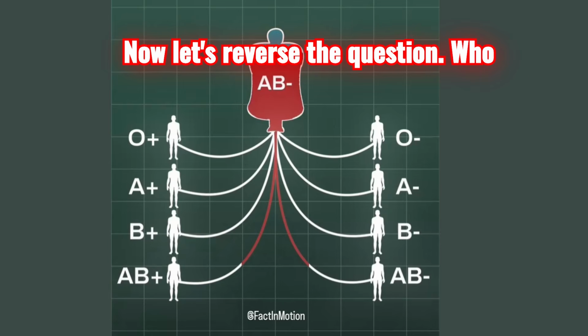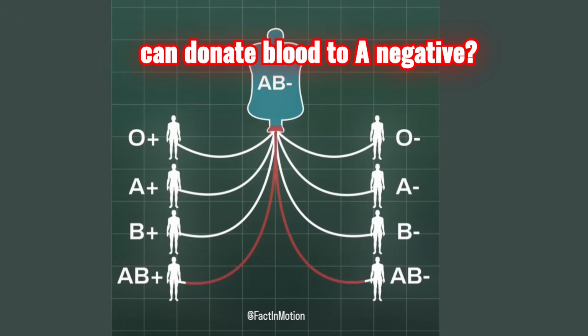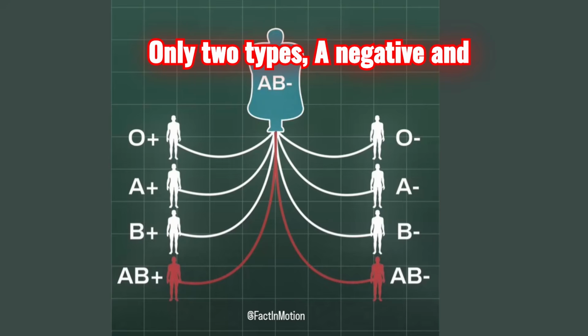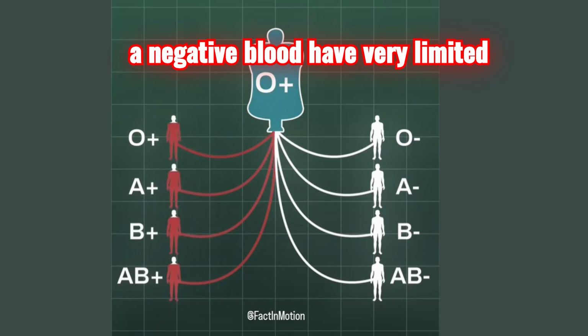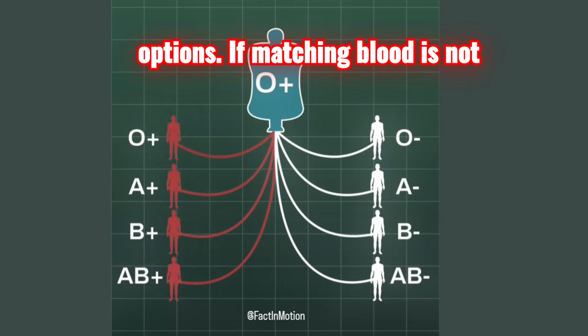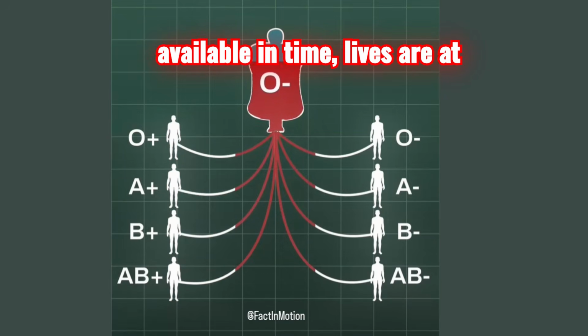Now let's reverse the question. Who can donate blood to A negative? Only 2 types: A negative and O negative. That means people with A negative blood have very limited options. If matching blood is not available in time, lives are at risk.